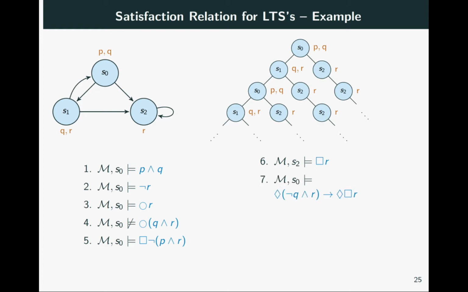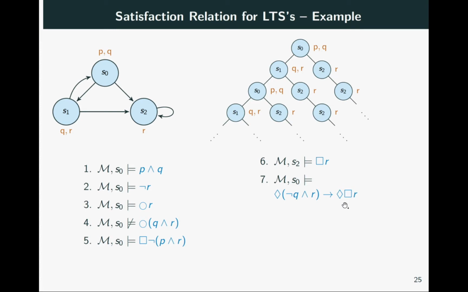In S0, our LTS satisfies eventually not Q and R, so it satisfies eventually not Q and R implies always eventually R. Why is that? Well, let's consider a path that starts in S0. We need to show that it satisfies a formula of the form something implies something else, namely eventually not Q and R implies eventually always R.